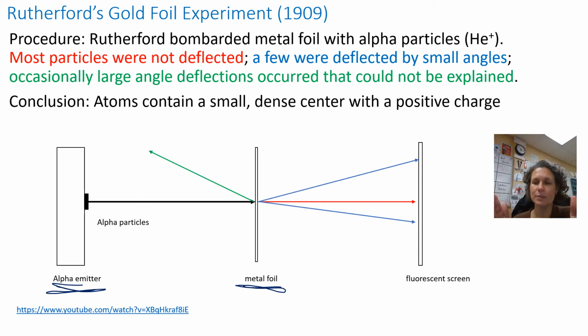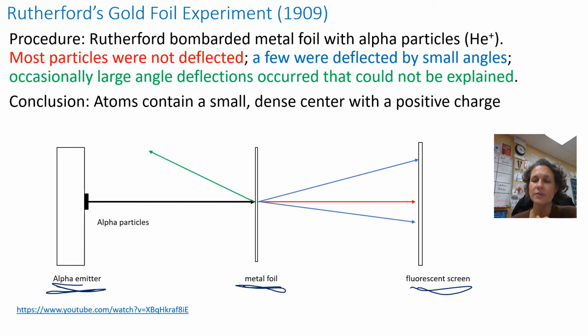That was in the middle of the room, and on the other side of the foil was a fluorescent screen. This is like an X-ray film. What he saw was that most alpha particles went straight through. That's what the red line is. They didn't hit anything, didn't come close to anything, just went straight on through. Then he saw a few, and the reason he knows is when an alpha particle hits the fluorescent screen, it makes a little spot of white. It's a black screen, and wherever these alpha particles hit, you see a little white dot. He was constantly checking where all the dots were.